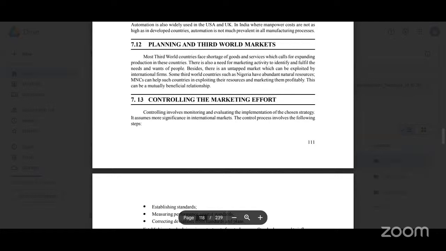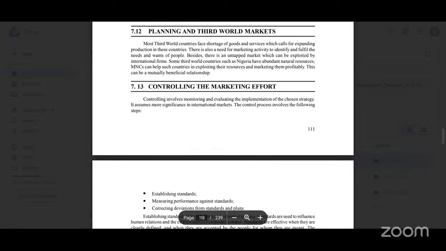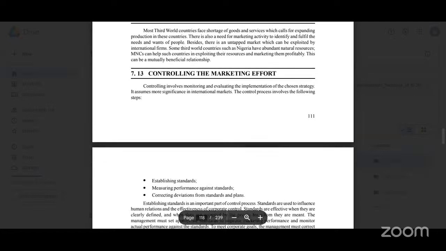Nigeria, for example, has abundant natural resources, so MNCs may consider setting up operations there, both in terms of manufacturing and selling, and also using it as a base to cater to other countries, taking advantage of the abundant material or natural resources that Nigeria has to offer.